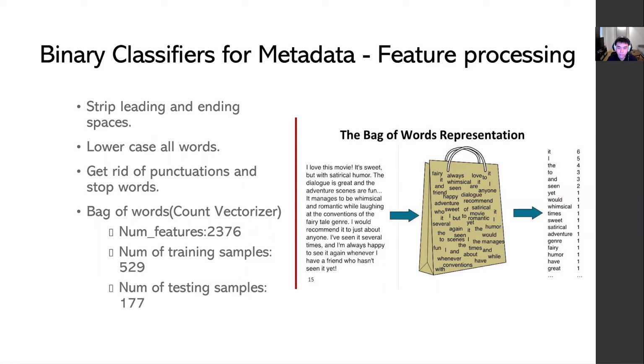A bag of words means the remaining words in the long article, in the long repository or README file, will be collected as a bag, and we count the number of occurrences of each word in that bag to get our vector. After all these steps, the vector has over 2,000 dimensions, the total number of training samples is 529, and we also keep 177 as the test set, which will not be fed into the model until we test.